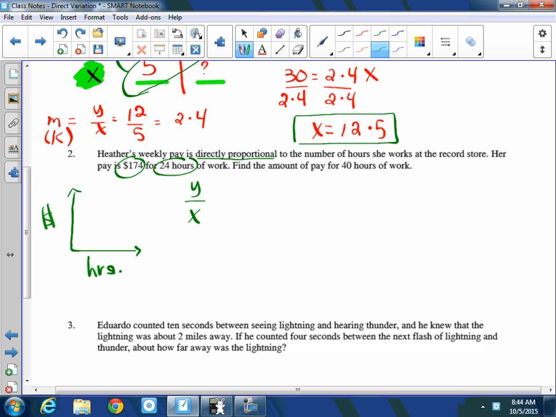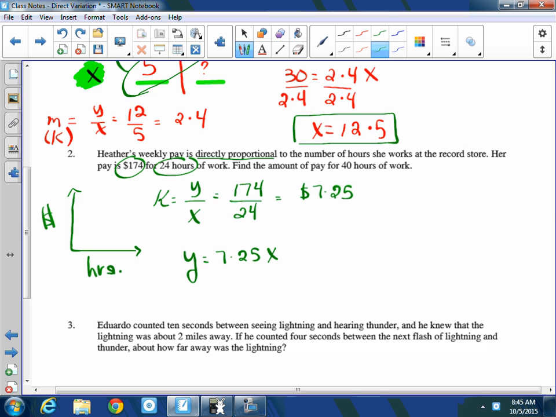174 for 24 hours. Money goes at the top, so that's why. So what's 174 divided by 24? Because that will give me the constant of proportionality, which is the same. How much? 7.25. $7.25 per hour, right? So can somebody give me an equation now? Y equals 7.25x. That's all you're doing, just plugging in that slope, which is y divided by x.